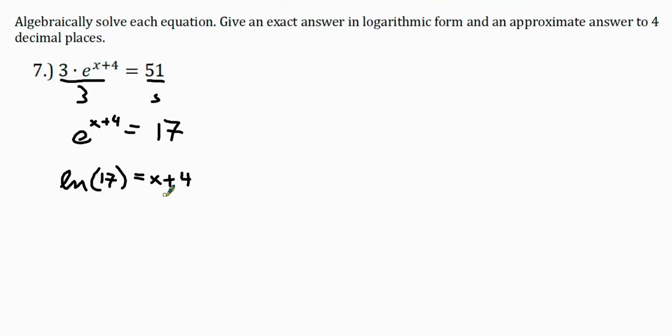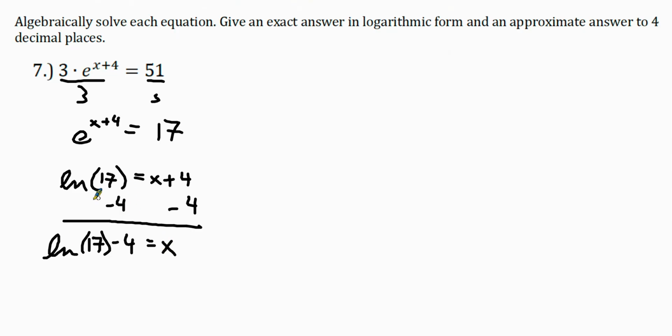I still have one more step to get x by itself. I have to subtract this 4 over to the other side. So I end up with natural log of 17 minus 4 equals x. Be careful here. This is not the same thing as natural log of 13. That 17 is trapped inside of the natural log, so I cannot just subtract 4 from 17. I'm subtracting 4 from the natural log of 17, so I would have to type it into the calculator like this.